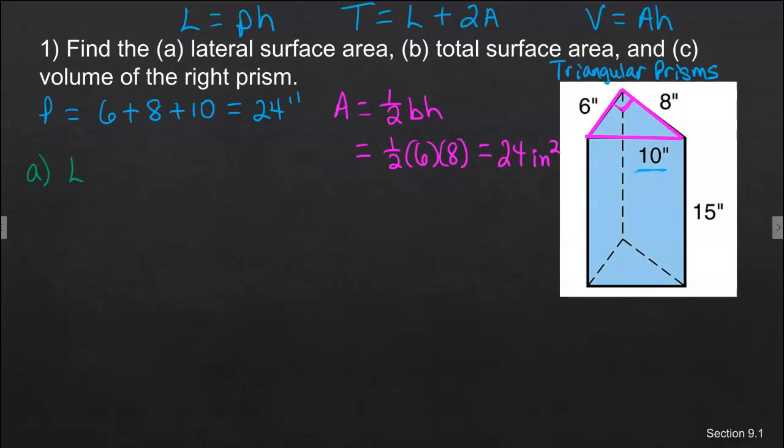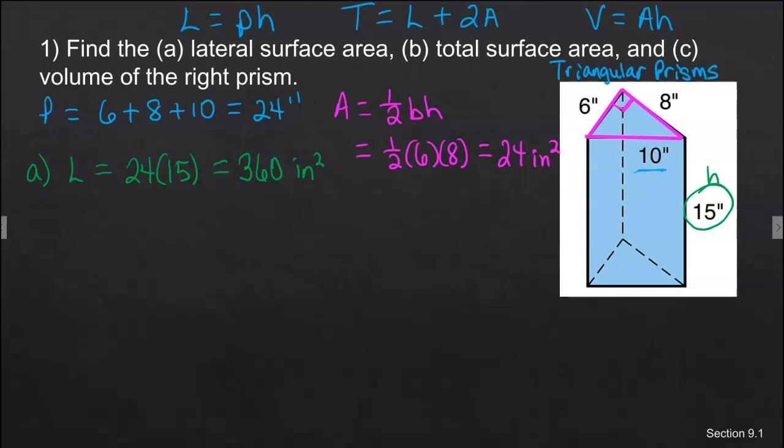So for lateral area, we're going to say our perimeter of 24 times our height of 15, right? Because the height of the prism is 15. We had a height for our triangle, but that's not the same as the height of the prism, so you want to be careful when you're working with those. My lateral surface area then is 360 square inches.